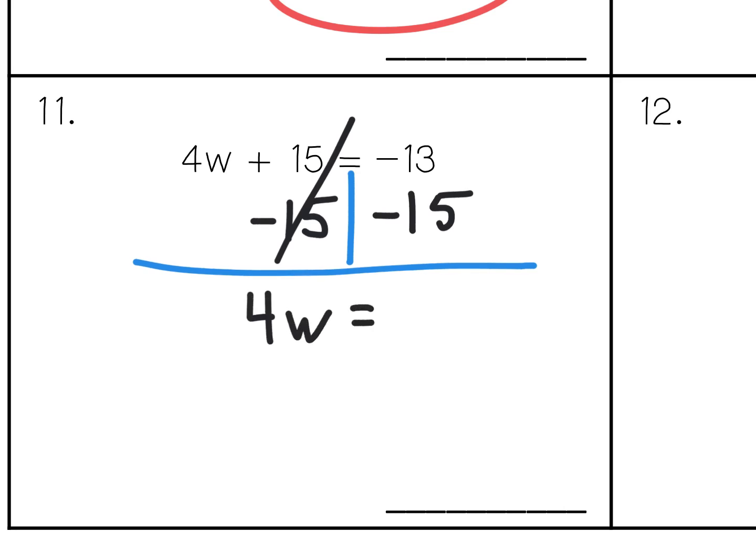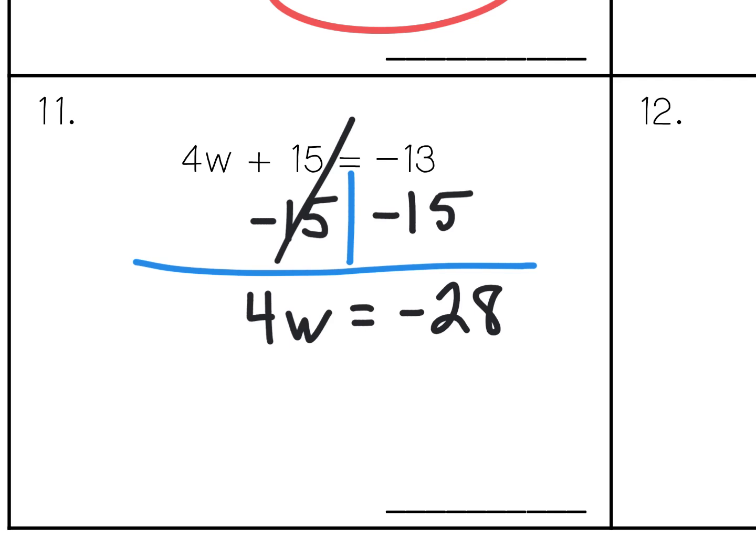4W is left. Now, what's negative 13 minus 15? How do you know? Because I added 13 plus 15, but it's negative. Two negatives, so it makes a bigger negative. Great. When we're adding and subtracting, two negatives makes a bigger negative.